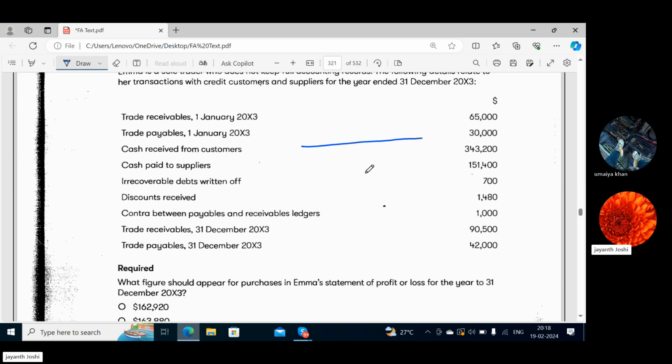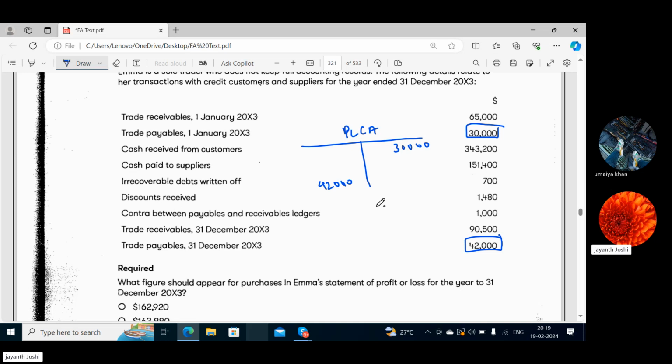So when we need to prepare this, we will prepare a T-shape account. Purchase ledger control account, they call it. So in purchase ledger control account, definitely payables. Payables opening balance is how much? 30,000. So opening balance will come on the credit side. Payables closing balance is how much? 42,000. So 42,000 will come on the debit side.